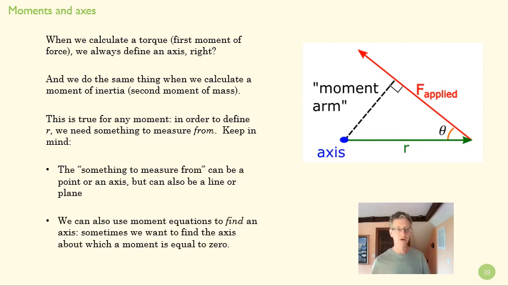And we can also use moment equations to find an axis, which we'll do a little bit in this class. We want to find the axis about which a moment is zero. And we'll do that when we want to find, say, a centroid or a centroidal axis. We want to basically figure out where, if I add up Q R to the n across a whole plane, say, where is the point where I add all of those up and it's going to be equal to zero. But we'll talk about that as we get to centroids too.